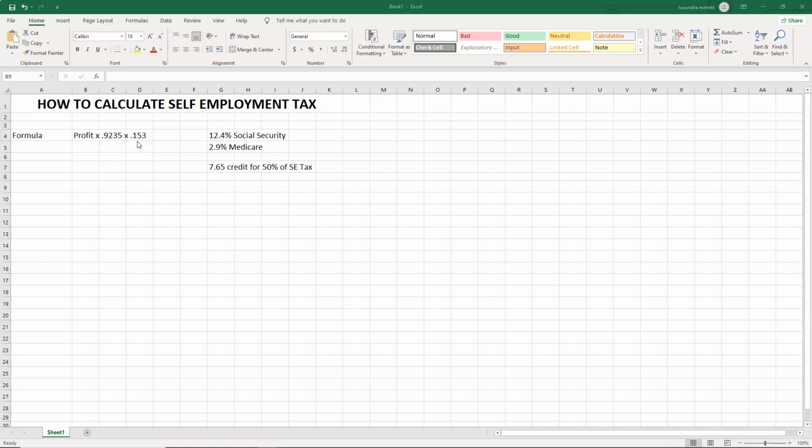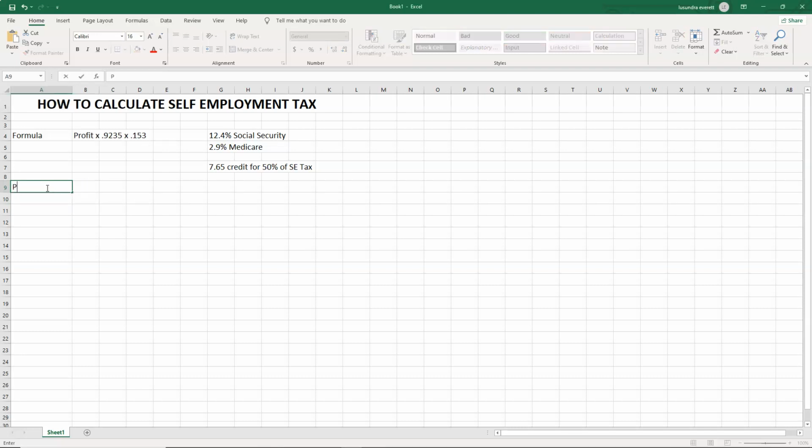Now, this 15.3% is your Social Security and Medicare for self-employed. So 12.4% of that is your Social Security, 2.9% of that is Medicare. That's what comprises this 15.3%. Okay, so let's do an example.